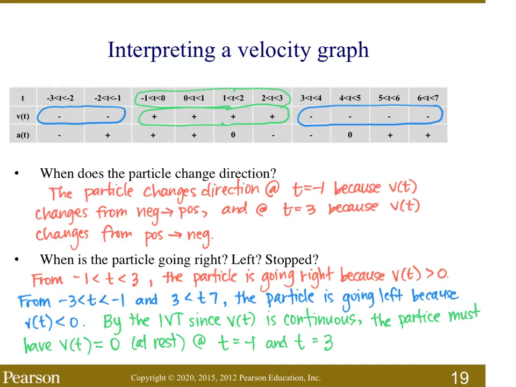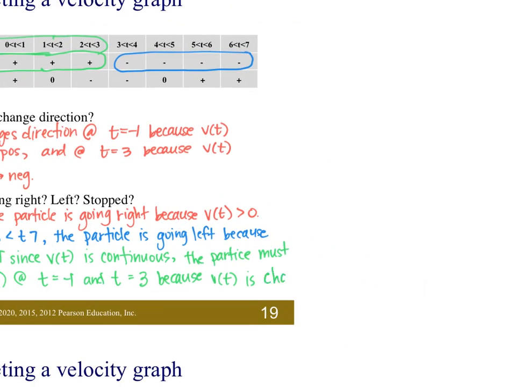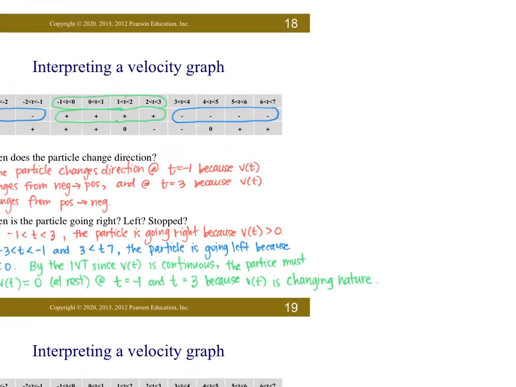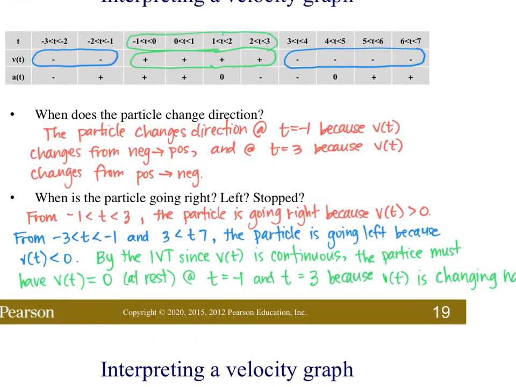So notice everything, the because, always has to do with the velocity. Because v of t is greater than 0. Because v of t is less than 0. Because v of t is changing. One of them is changing from negative to positive, and the other it's changing from positive to negative. We can tell all of that.